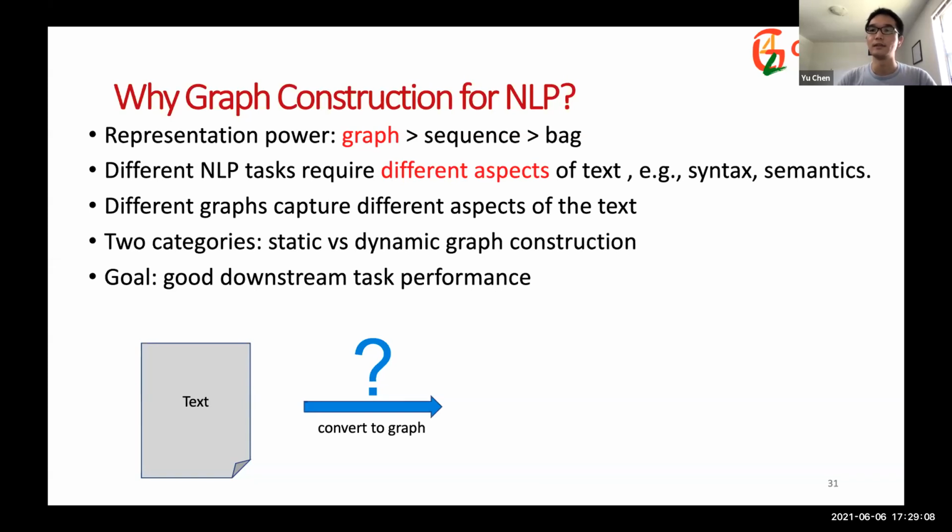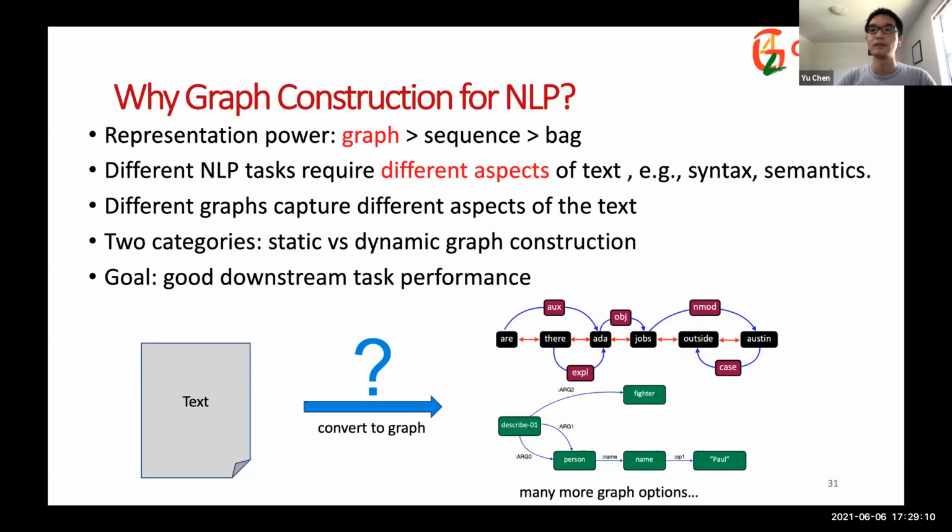In general, we group various graph construction approaches into two categories: static graph construction and dynamic graph construction. We will introduce each of them and summarize their properties next. Note that the primary goal of graph construction in this tutorial is to achieve good downstream task performance.